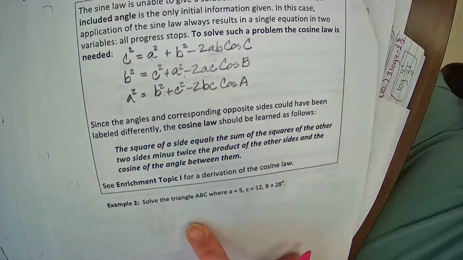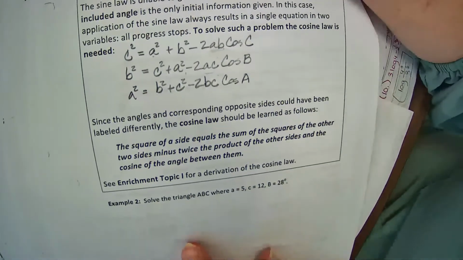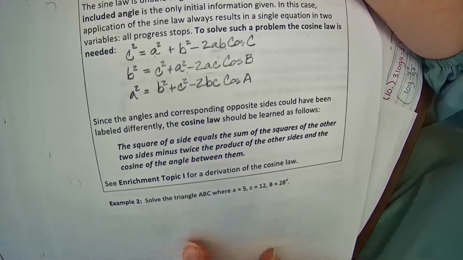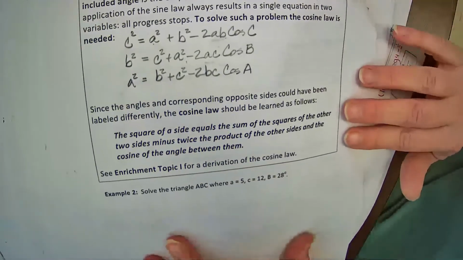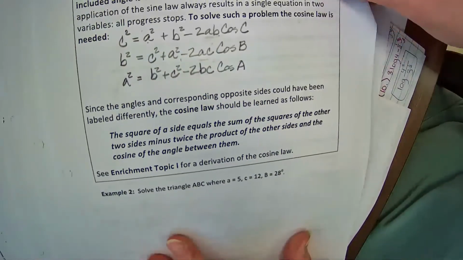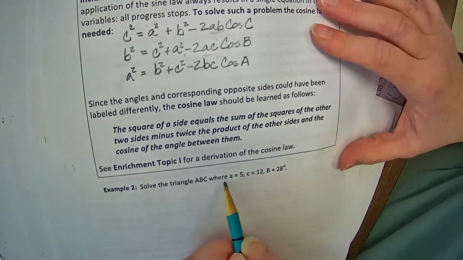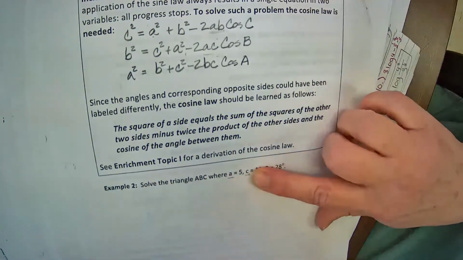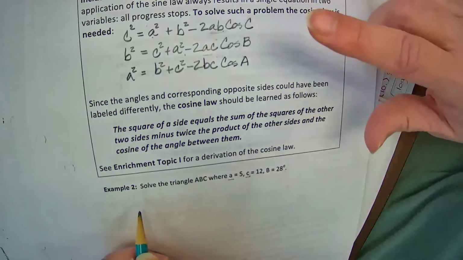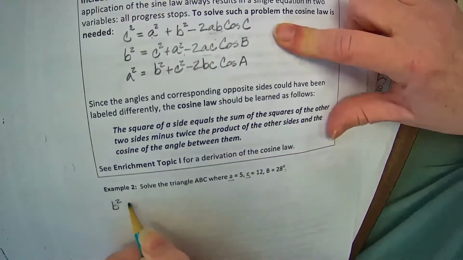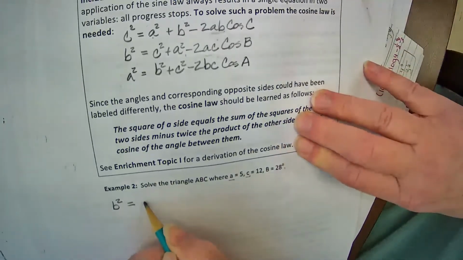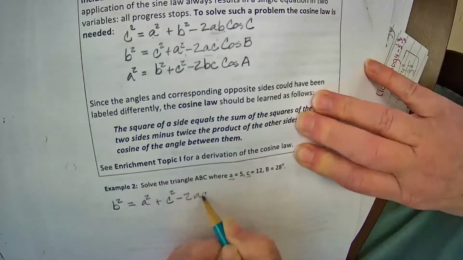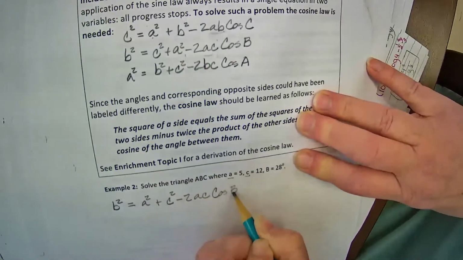Can I shrink it back down so I can get a little more on the screen? Okay, there. We can get everything on there. So we've got A, we've got C, and then we have B. Well, if we have A and C, that means we're wanting to use the B squared. B squared equals C squared plus A squared. A squared plus C squared, yes, minus 2AC cosine B.